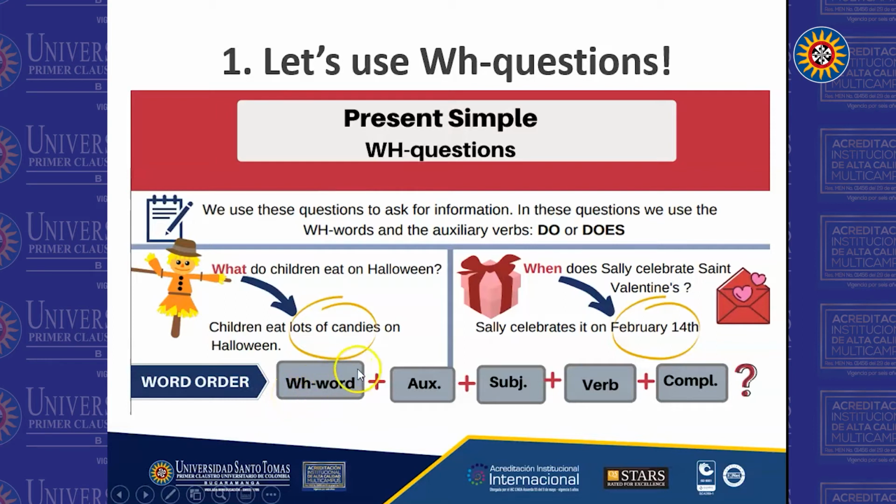Let's check the order for WH questions. WH word plus auxiliary plus subject plus verb plus complement. Look at the sentences. WH word, auxiliary, subject, verb, complement. The same here. WH word, auxiliary, subject, verb, complement.